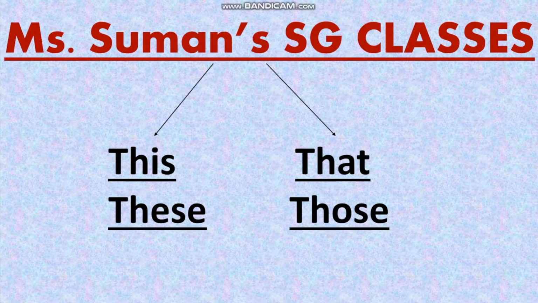Our today's topic is this, that, these and those. We have already talked about this and these in one of my previous videos. We have learned about where to write this and where to write that. In today's video, we will talk about these and those. If you have missed my video on this and that, I will attach the link in the description box below so that you all can go back, look at that video and learn that concept. So let's get started.